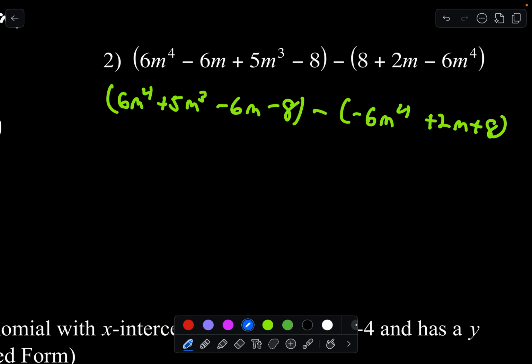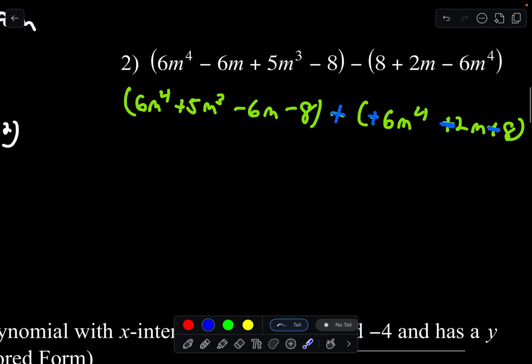Now we're subtracting. This is always a little bit trickier. When you subtract, you add the opposite. And I would highly recommend that you turn subtraction into addition by flipping the signs of the second polynomial. Now you don't have to worry about remembering that you're subtracting instead of adding. So we got 6m to the fourth plus 6m to the fourth. That's 12.